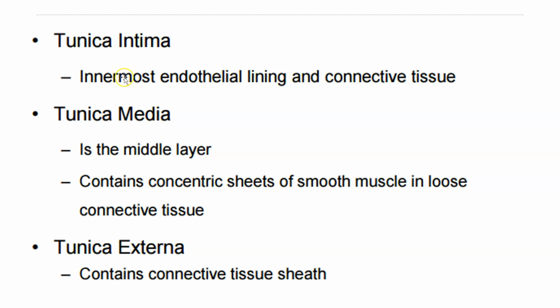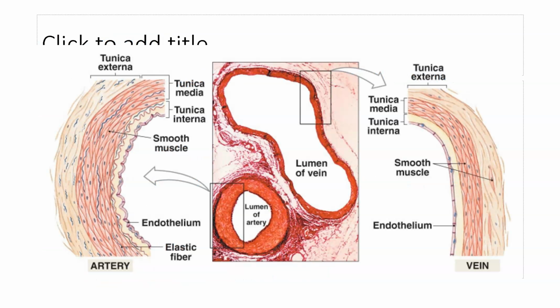The tunica intima is the innermost lining. Media is the middle layer. It contains sheets of smooth muscle, and then the externa contains connective tissue sheets. So here is your picture: endothelium, tunica intima, media, externa, and you can see this underneath a slide.